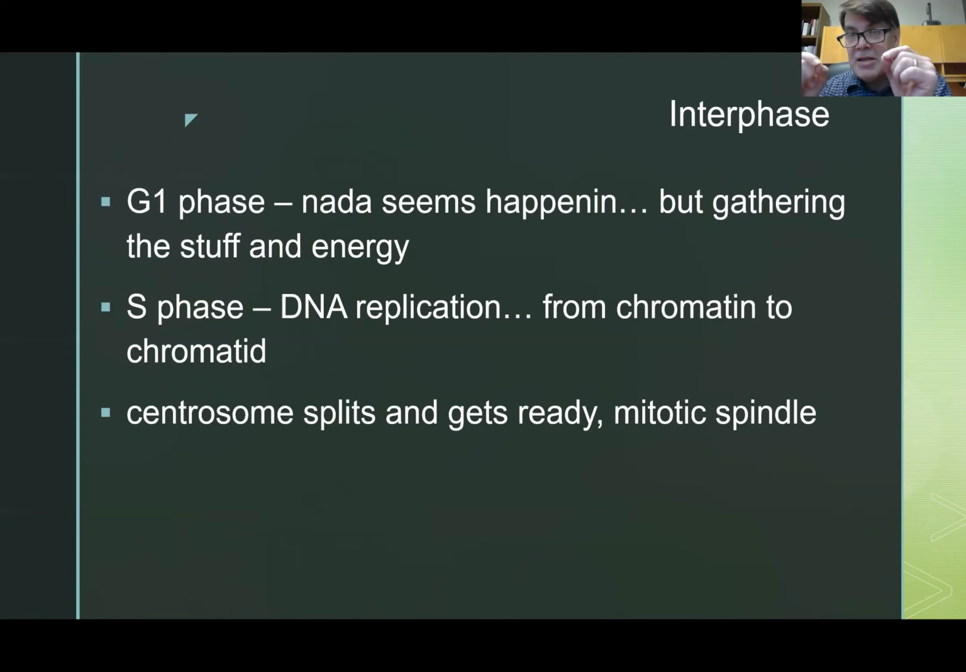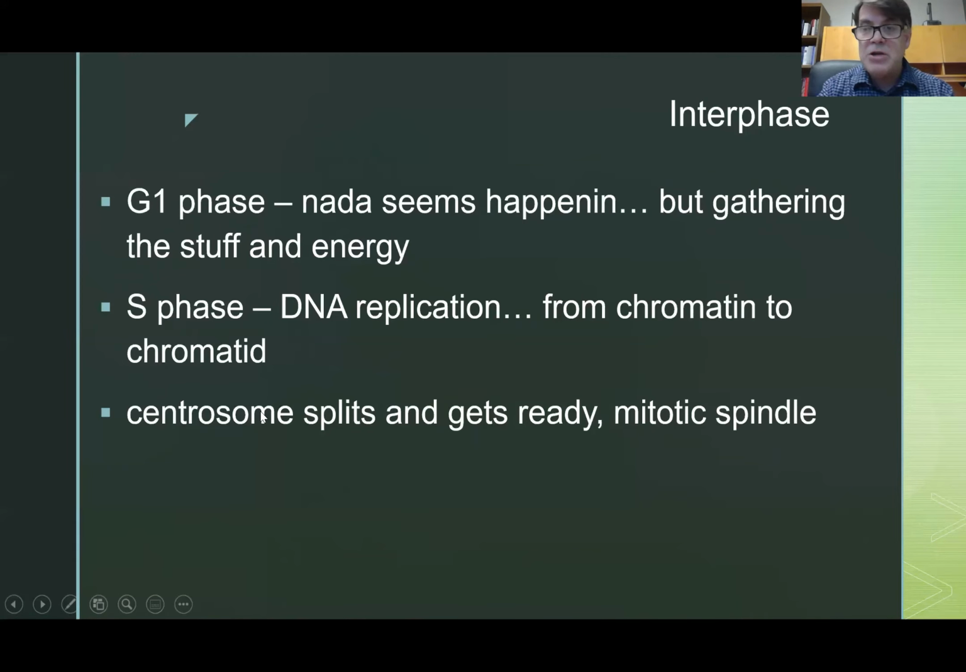We get little mitotic spindles. These are the webs, the spindles. Remember in Maleficent, all those spindles. Anyway, maybe that's wrong. But the spindles are going to be part of it. Think of the spindles as the ropes that are pulling it apart in anaphase. But we're getting ready in the S phase. We're duplicating the DNA, and we're splitting the centrosome, and we're getting ready.